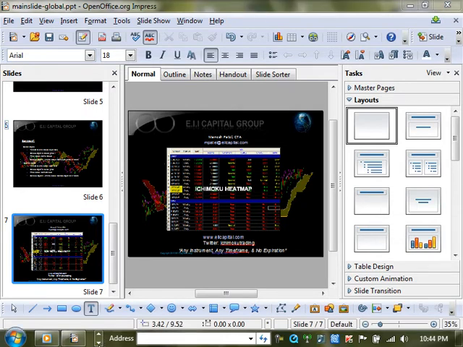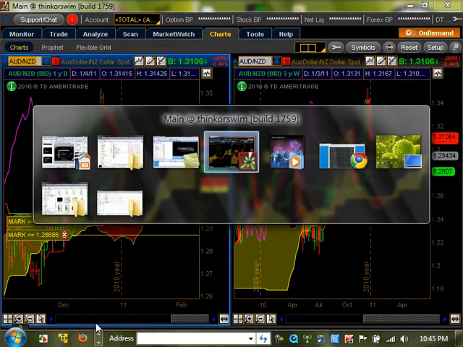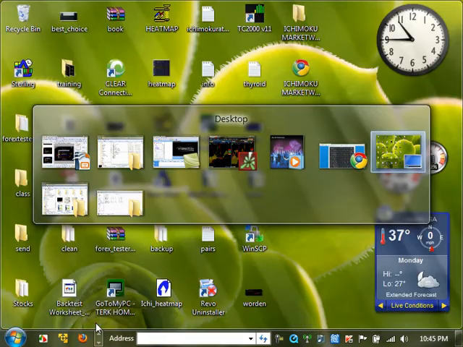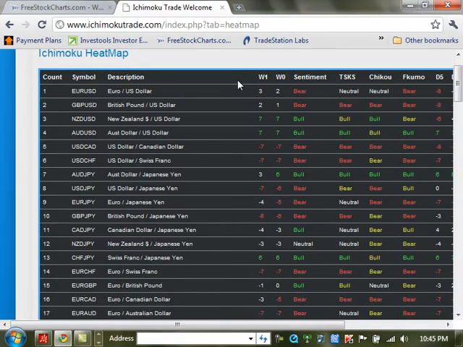Okay, so we're going to quickly go through our heat map, if we could find it. Where'd it go? Oh, there it is. Okay, so here's our heat map.